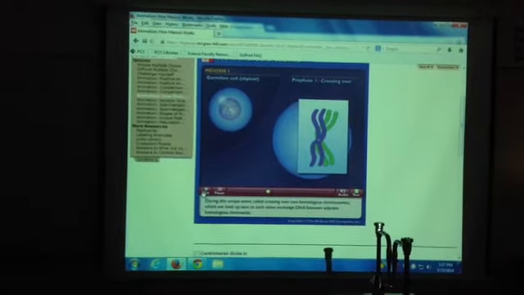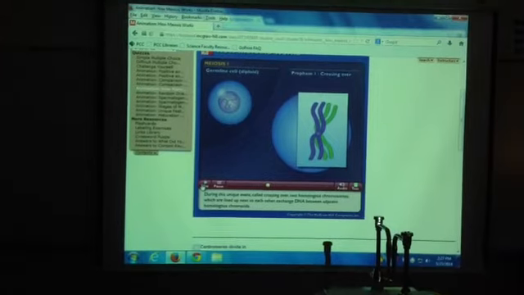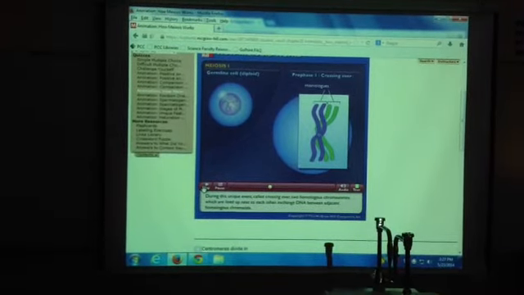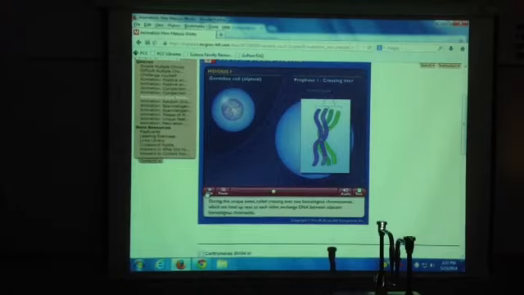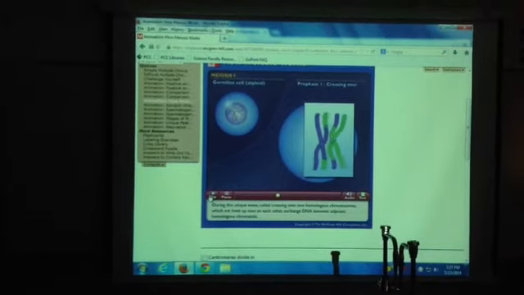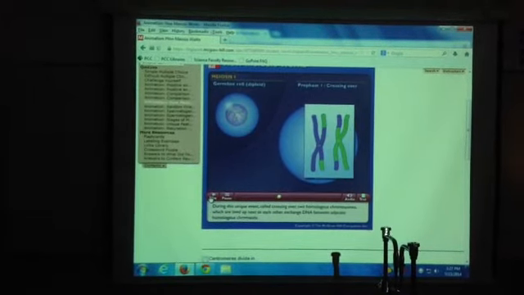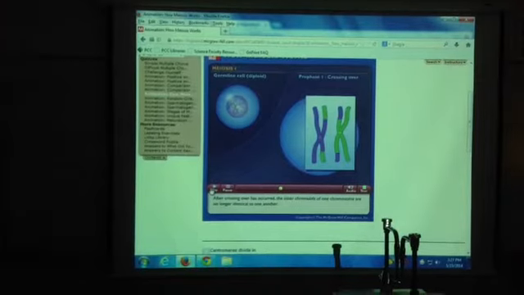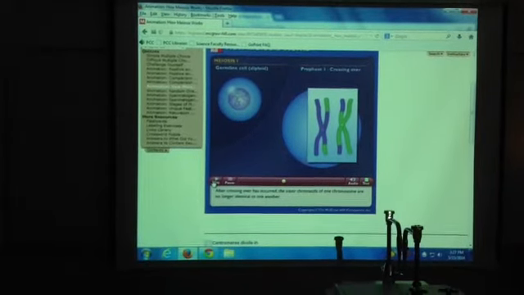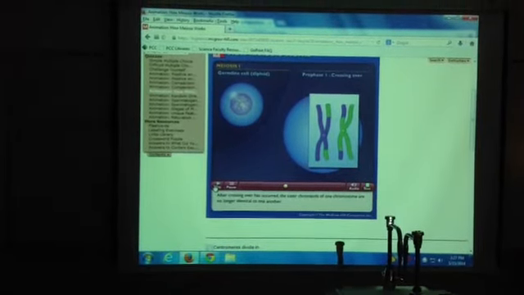There's 2 sets. During this unique event, called crossing over, 2 homologous chromosomes, which are lined up next to each other, exchange DNA between adjacent homologous chromatids. After crossing over has occurred, the sister chromatids of one chromosome are no longer identical to one another.